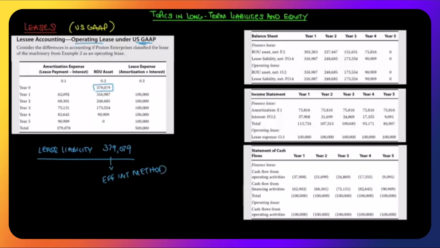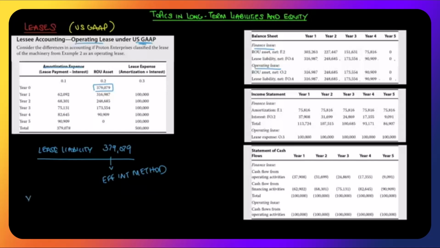So even though it is now an operating lease, look, the lease liability goes 316,987 to 248,173,909 down to 0, which is exactly what it did when it was a finance lease. So there is no difference on the liability side. The only difference we saw on the previous page was with the asset. It's 379079, but the amortization we charge on the asset is the lease payment minus interest.